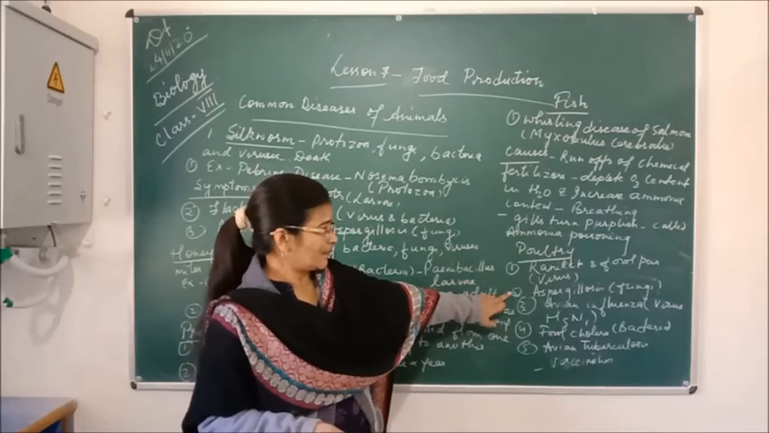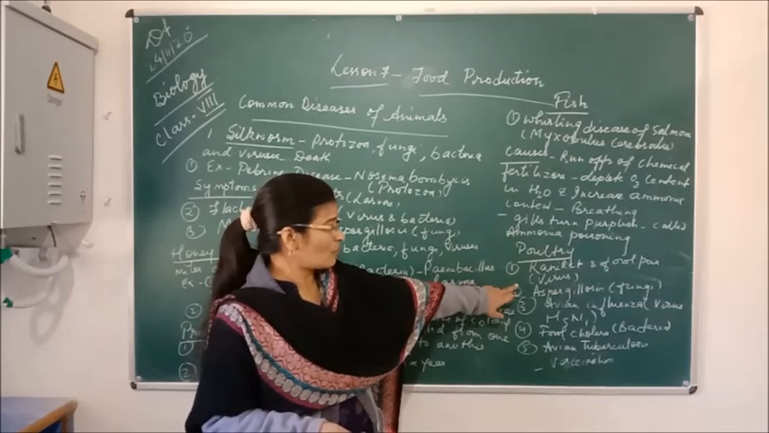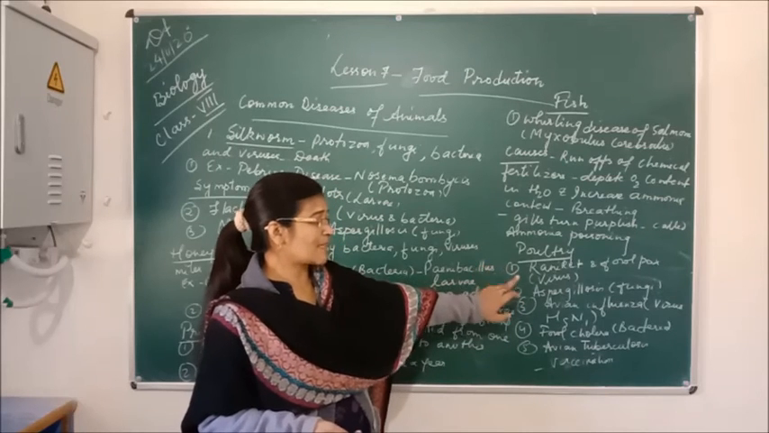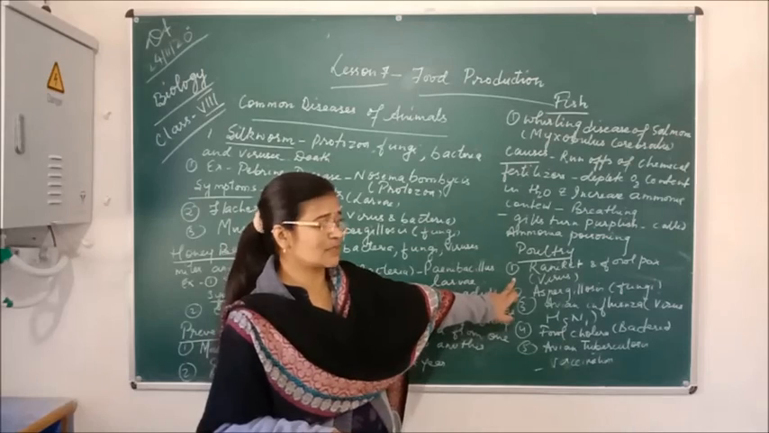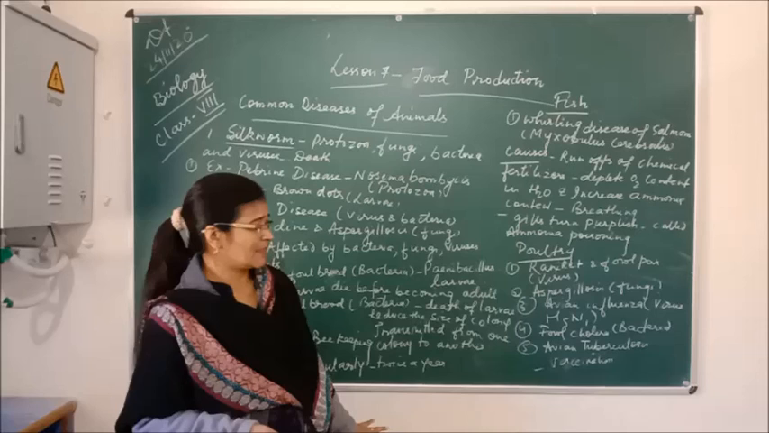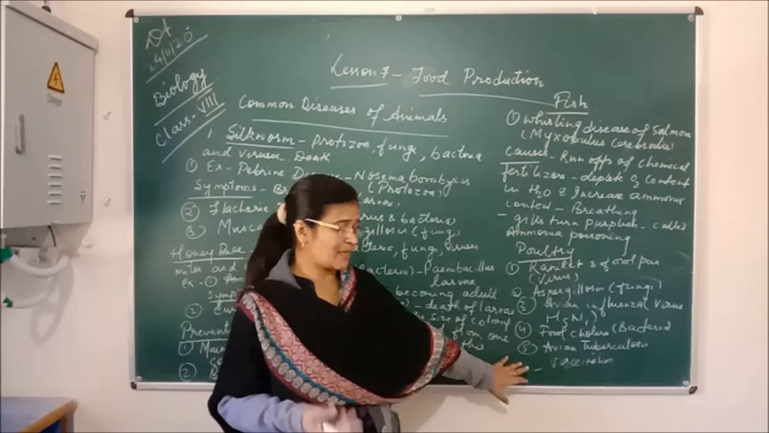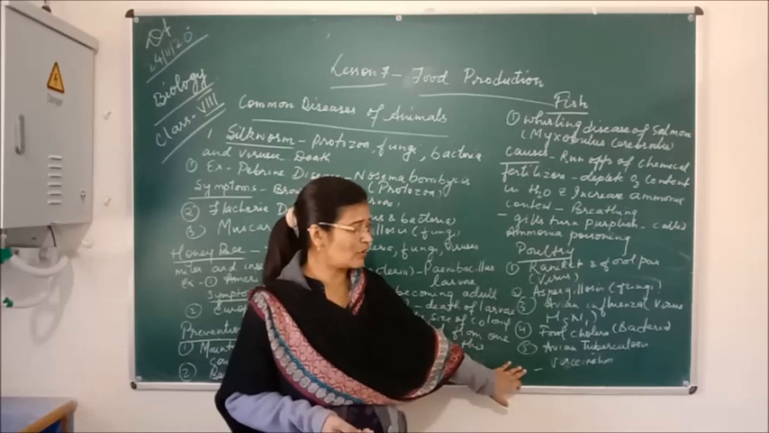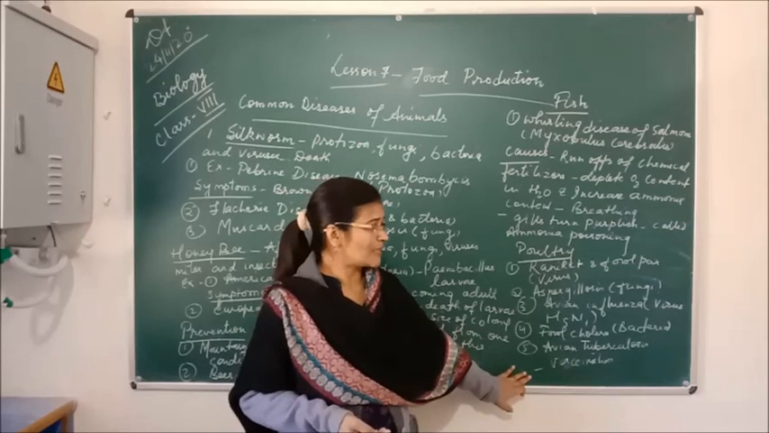Ranikhet and fowl pox as well as avian influenza, they are caused by virus, whereas aspergillosis in the poultry birds, they are mostly caused by the fungi. So for all these diseases, proper vaccination is also there to protect them from this kind of diseases. So that's all for today.